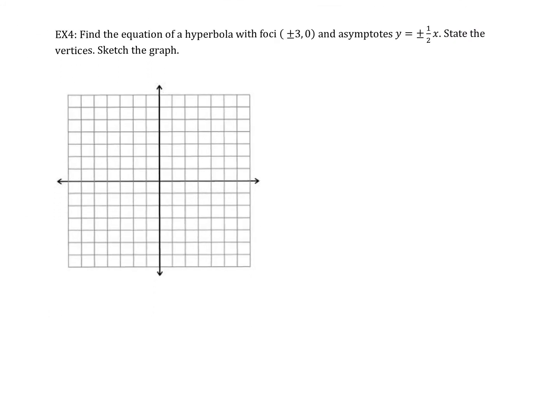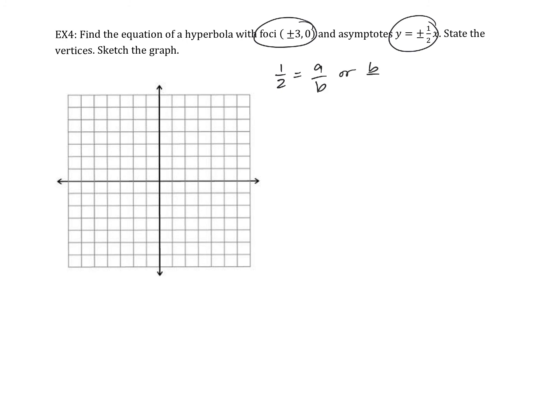Find the equation of a hyperbola with foci plus or minus 3, 0, and asymptotes y equals plus or minus half x. State the vertices, sketch the graph. Okay, once again, it's good to have all the formulas memorized because that gives you a great idea on what we know. So right now, we're told the foci and the asymptotes. Well, what do we know about the asymptote? Well, we know that 1/2 should equal in this case, either a divided by b or b divided by a.